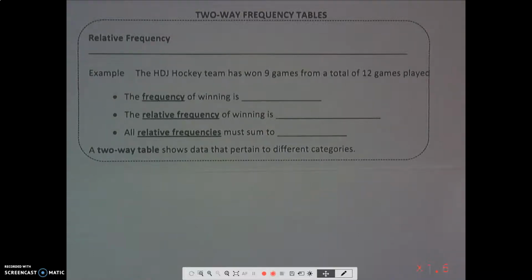Today we're going to be talking about two-way frequency tables. So there's some vocabulary that we have to talk about first. The first thing we have here is relative frequency, and that is going to be how often an event occurs divided by all outcomes.